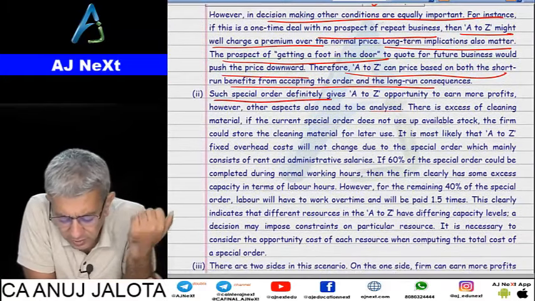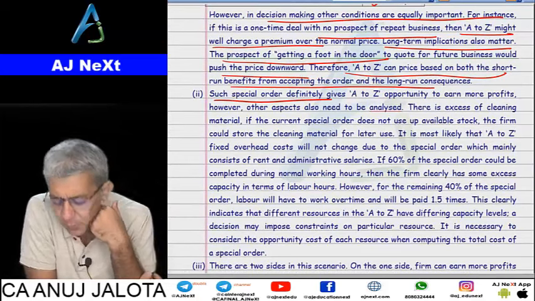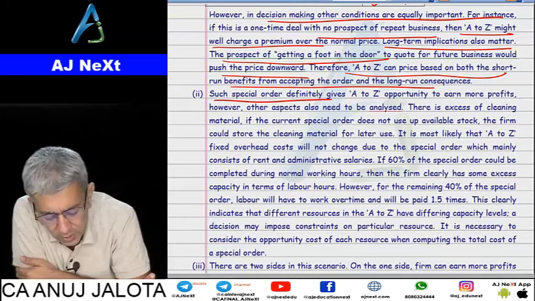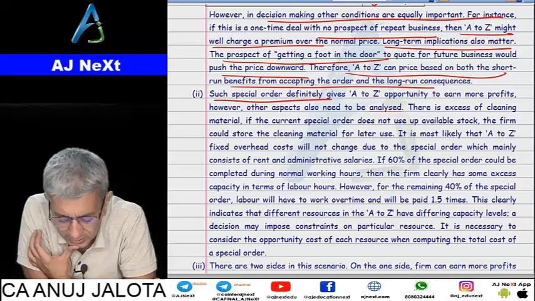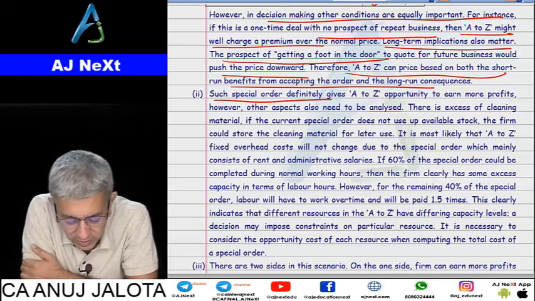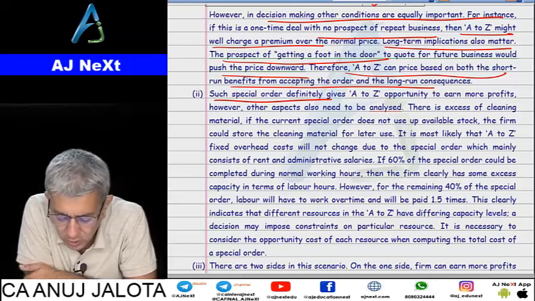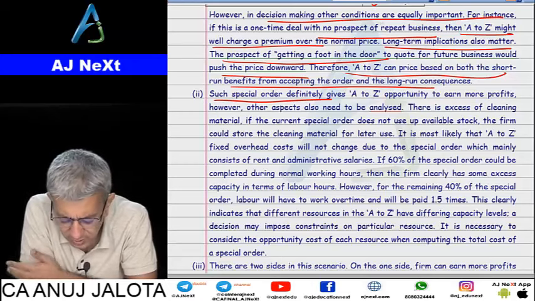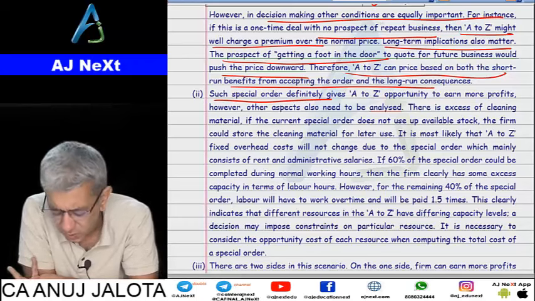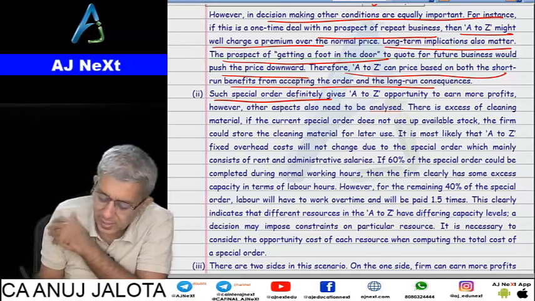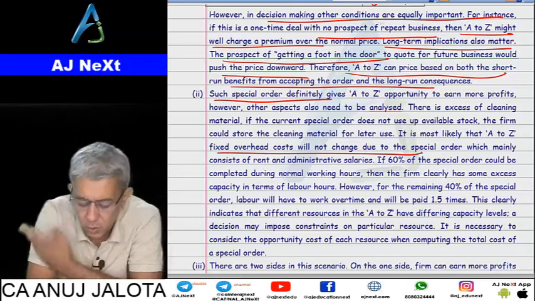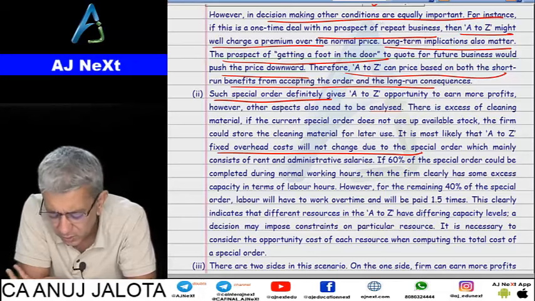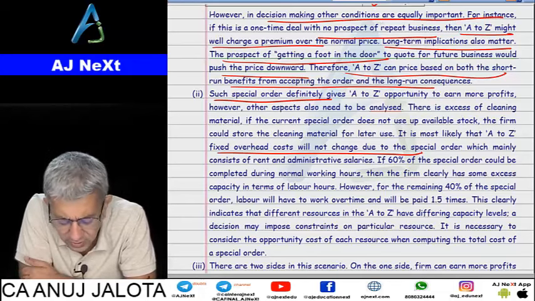Such a special order definitely gives A to Z an opportunity to earn more profits. However, other aspects also need to be analyzed. There is an excess of cleaning materials. If the current special order does not use up the available stock, the firm could store the cleaning materials for later use. This in any case will do only, no? It is most likely that A to Z's fixed overheads cost will not change due to the special order. We all know that only, which mainly consists of the rent and admin salaries.